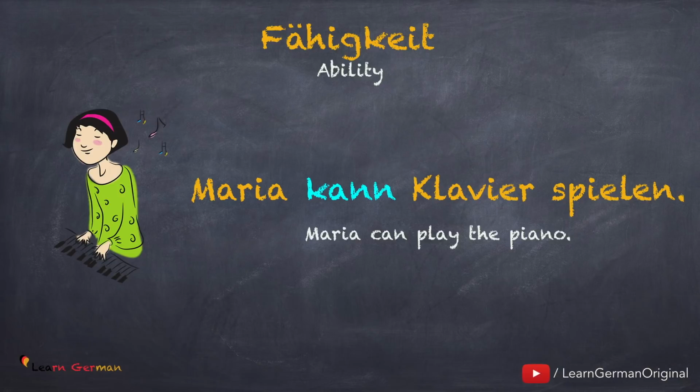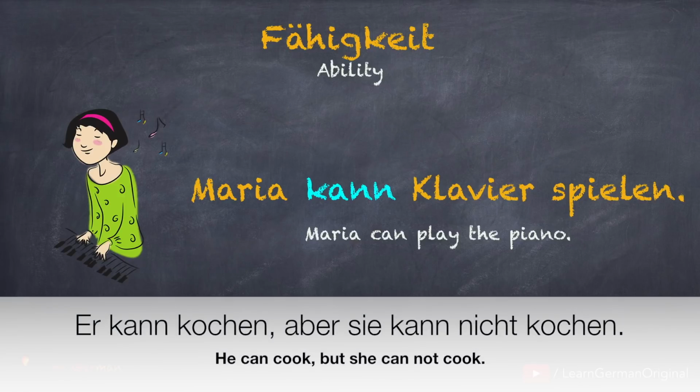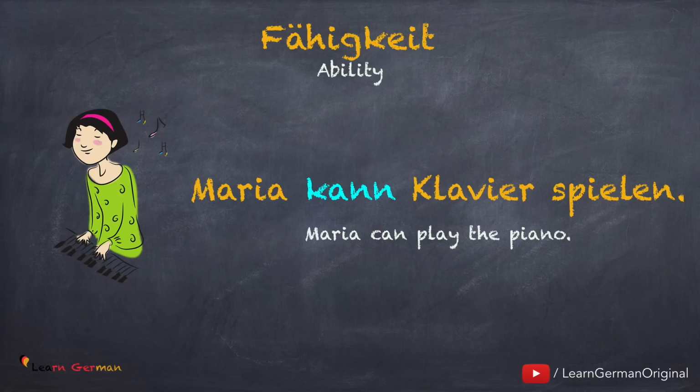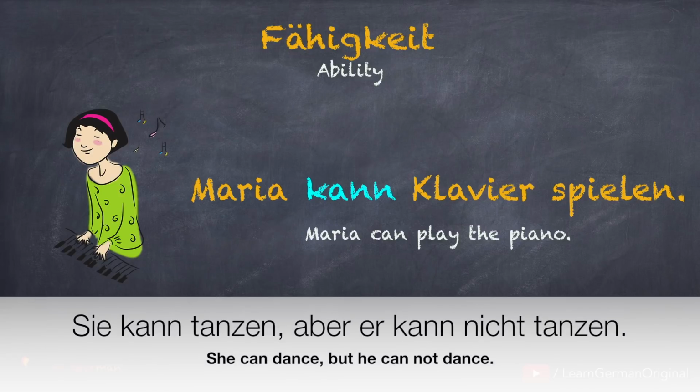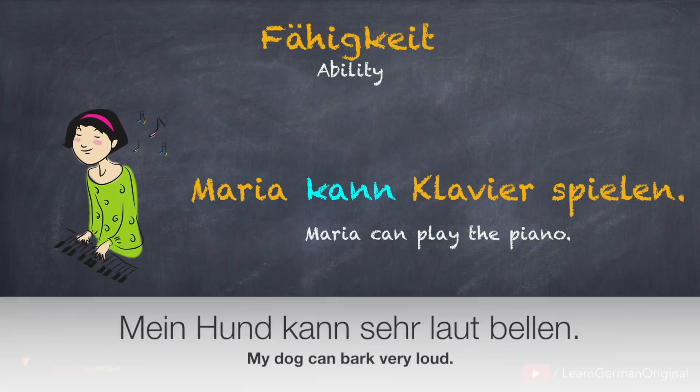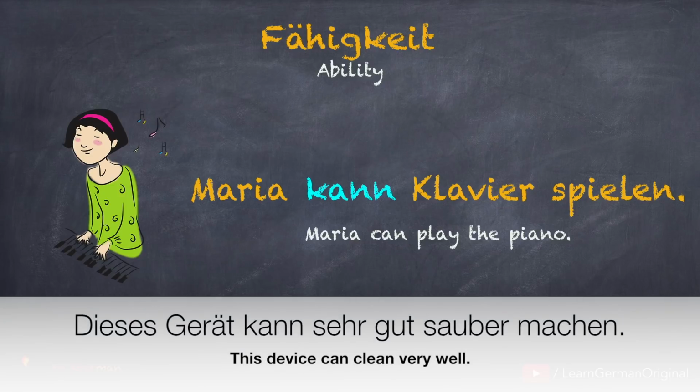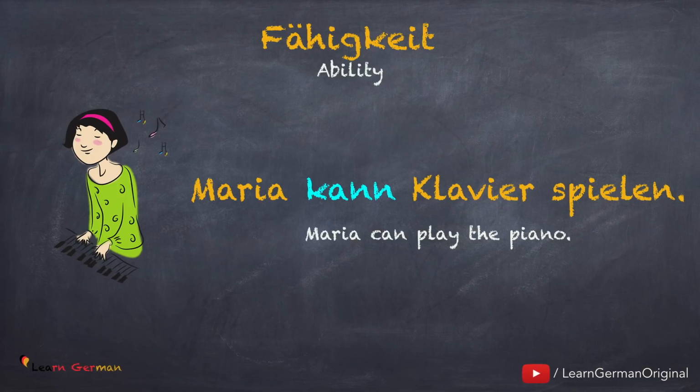Other examples could be: Sie kann kochen, aber er kann nicht kochen. Sie kann tanzen, aber er kann nicht tanzen. Mein Hund kann sehr laut bellen. Dieses Gerät kann sehr gut sauber machen. So you can also talk about the abilities of things.